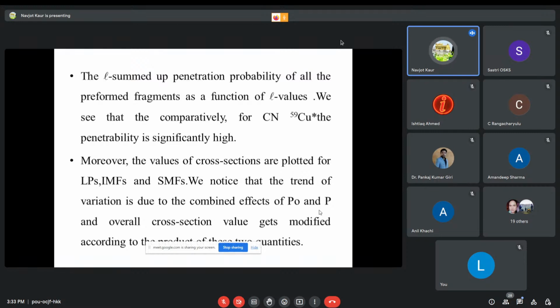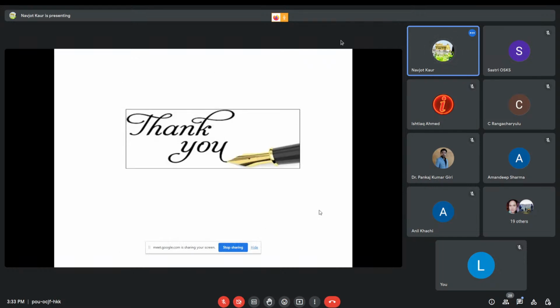Moreover, the values of cross section are plotted for the light particles, intermediate mass fragments, and symmetric mass fragments. We notice that the trend of variation is due to the combined effect of preformation and the penetrability, and the cross section value gets modified according to the product of these quantities. Thank you.